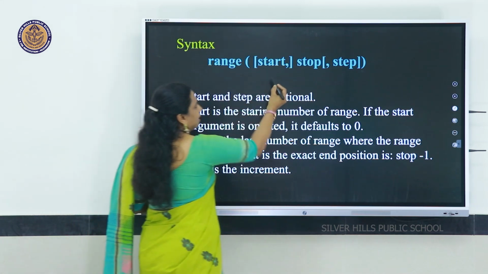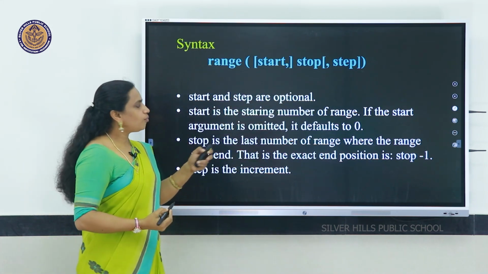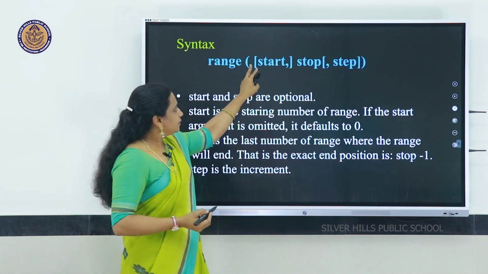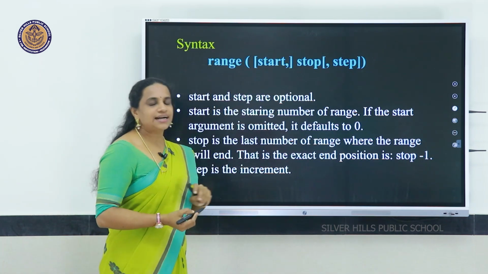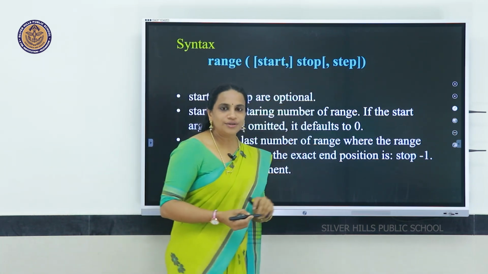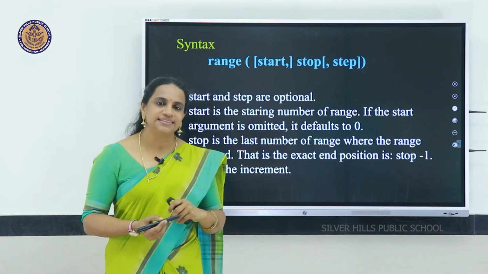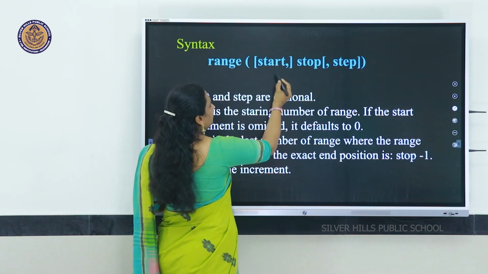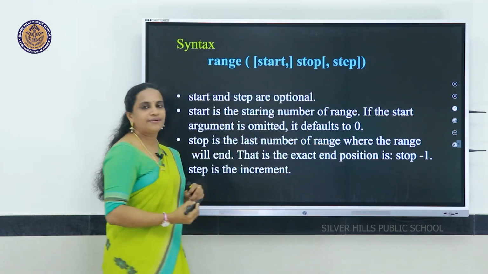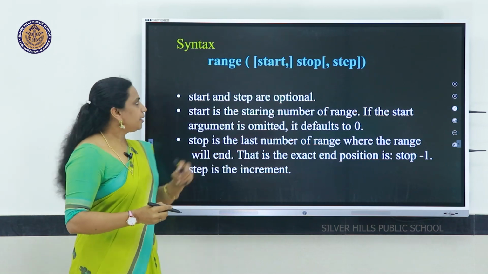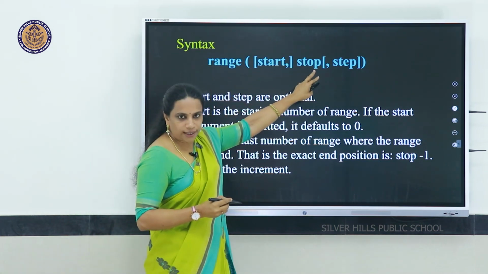Range can have a start value, a stop value and a step value. If the start is not mentioned, 0 is considered as the default value. Similarly, if the step value is not mentioned, 1 is considered as the default value. That is why in the range function, the start and step are given in square brackets. That means they are optional. But we have to include the stop value.